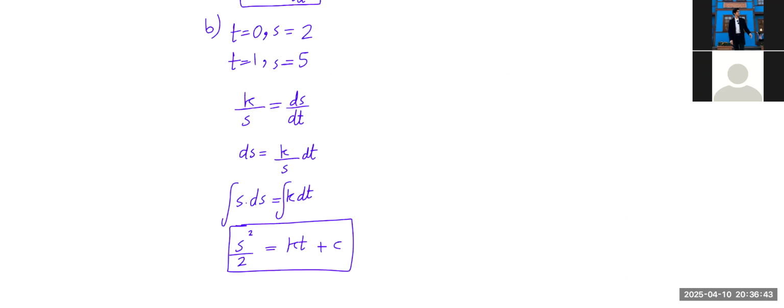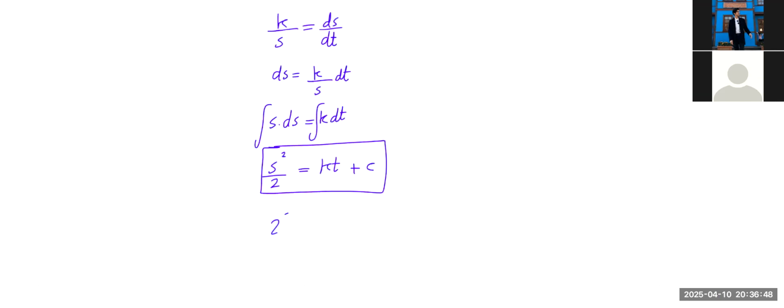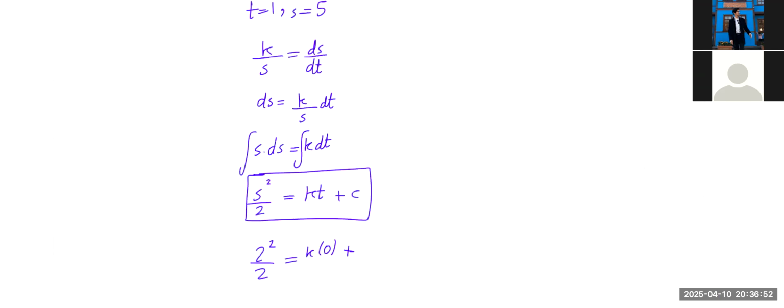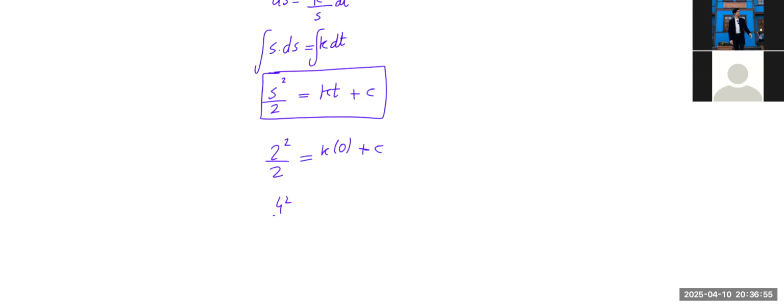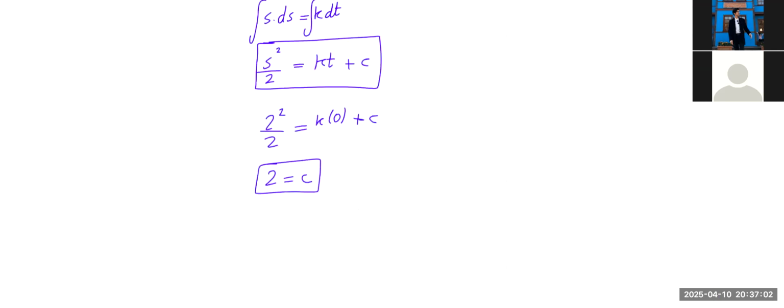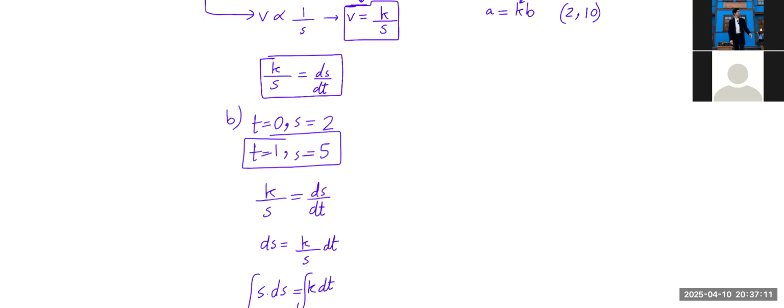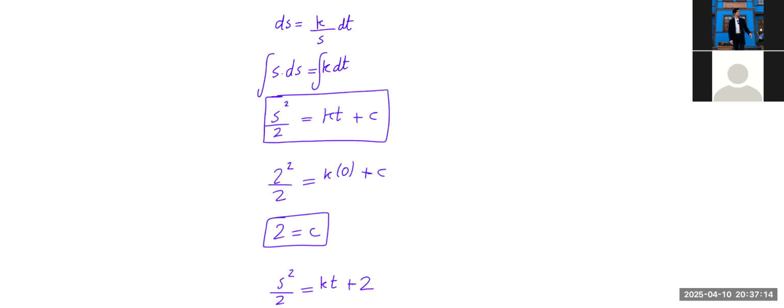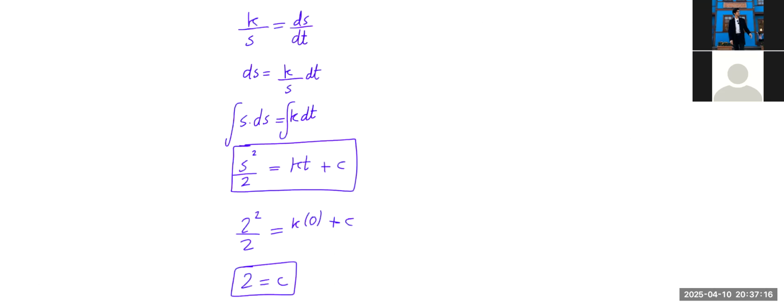We know that when t is 0, s is 2, right? So let's plug it in. 2 squared over 2 equals k times 0 plus c, which means that we have 4 over 2, which is 2, equals c. So c is 2, which means our equation now looks like this. Ah, this is why they gave us 2 data points. So now I'm going to use the second data point to also find the proportionality constant. So I can plug in t equals 1 and s equals 5.